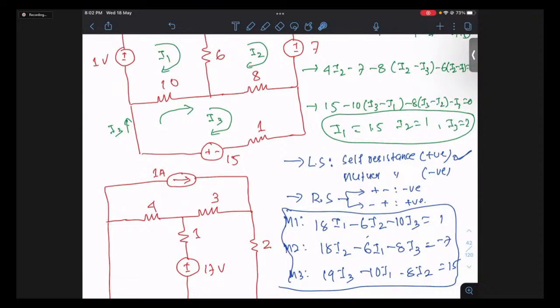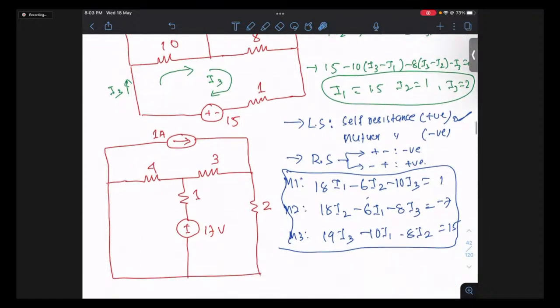Have you understood the shortcut? Have you understood the shortcut or not? Tell me. Okay, so this is how it is.